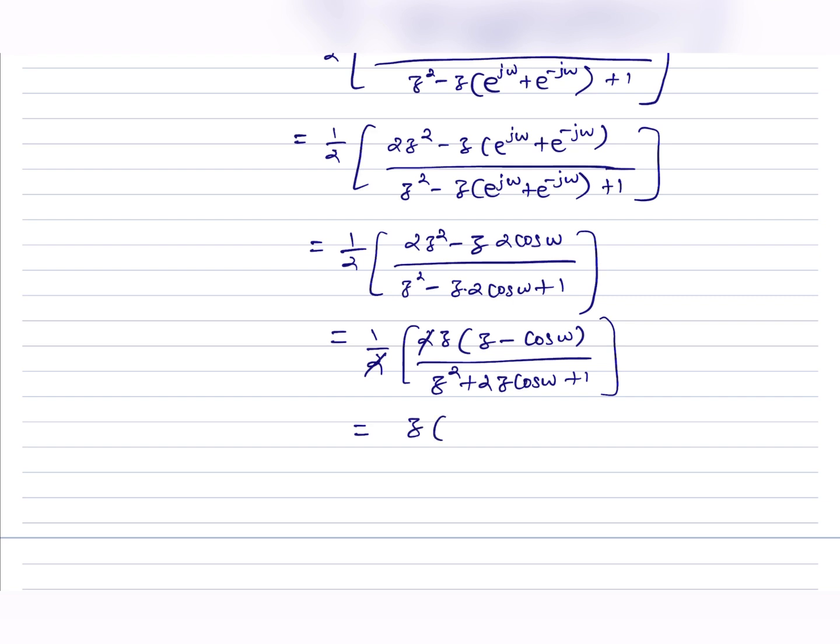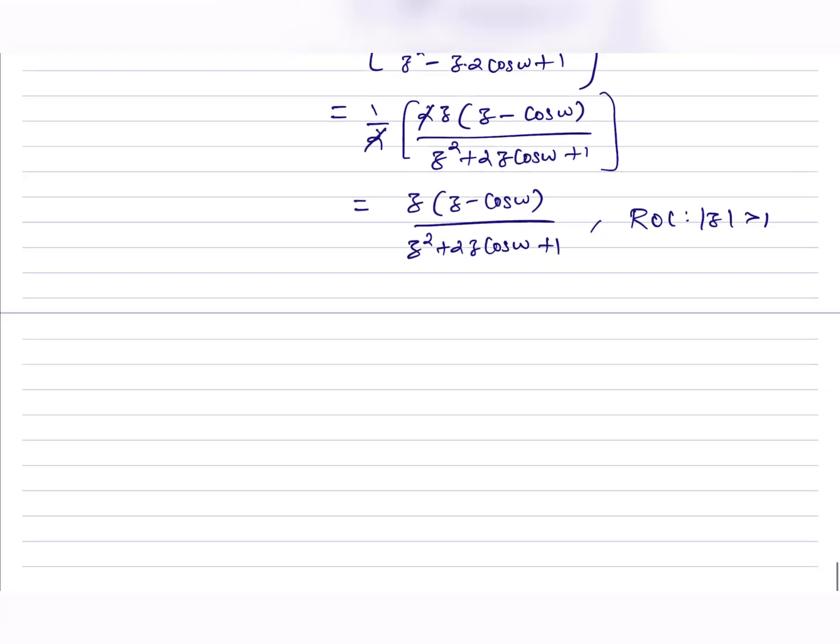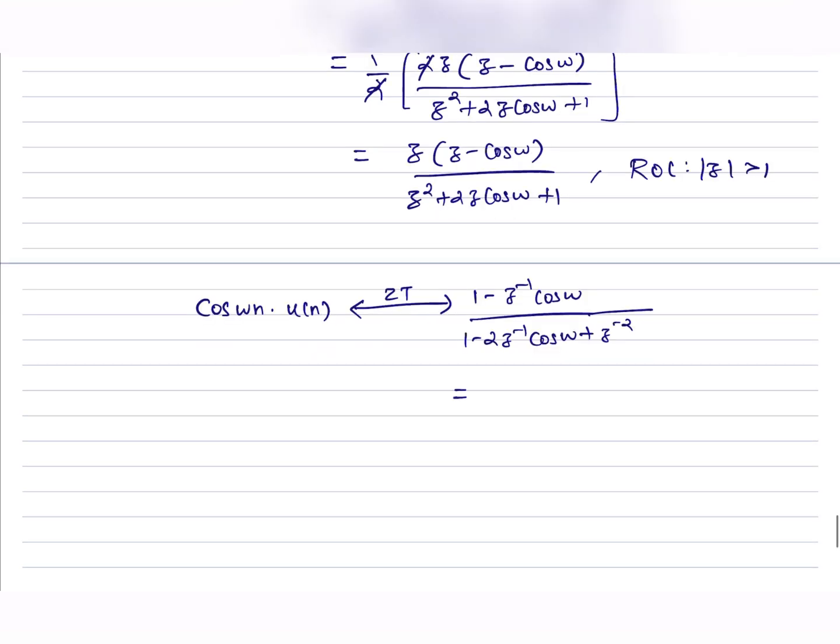Cancelling 1 half and 2, you have z into z minus cos omega by z square minus 2z cos omega plus 1, where the region of convergence here is the exterior of the unit circle, mod z greater than 1. And that is how, for the cosine function cos omega n into u of n, taking the z transform gives z into z minus cos omega by z square minus 2z cos omega plus 1, or 1 minus z inverse into cos omega by 1 minus 2 z inverse into cos omega plus z power minus 2. So in both ways you can express it, where the region of convergence is mod z greater than 1.